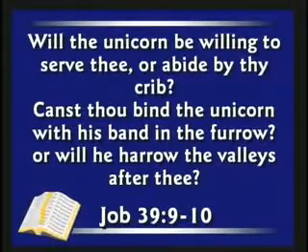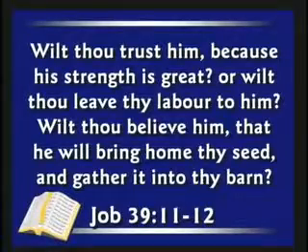Job 39: "Will the unicorn be willing to serve thee, or abide by thy crib? Canst thou bind the unicorn with his band in the furrow? Or will he harrow the valleys after thee?" This apparently is referring to plowing, like you wouldn't use an ox or a horse. You can't use a unicorn for that. "Wilt thou trust him because his strength is great? Or wilt thou leave thy labor to him? Wilt thou believe him that he will bring home thy seed and gather it into the barn?" These verses tell us that apparently the unicorn is something similar to an animal you would plow with, but you wouldn't use him for that because he's wild.